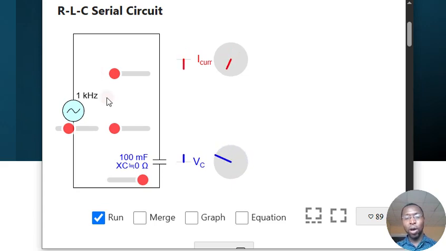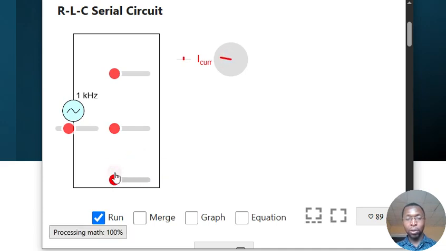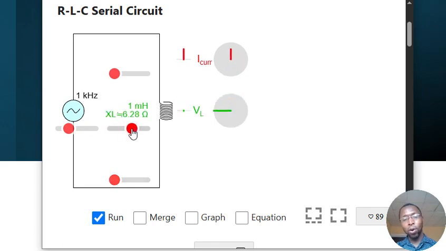And the third one is where you have the inductor only. Let's turn off the capacitor and turn on the inductor. This is the inductor only circuit. We were able to look at the root mean square current, the root mean square voltage, the maximum voltage and the maximum current, and lastly the instantaneous voltage and instantaneous current for each of these circuits. But today we are going to part two of this topic.